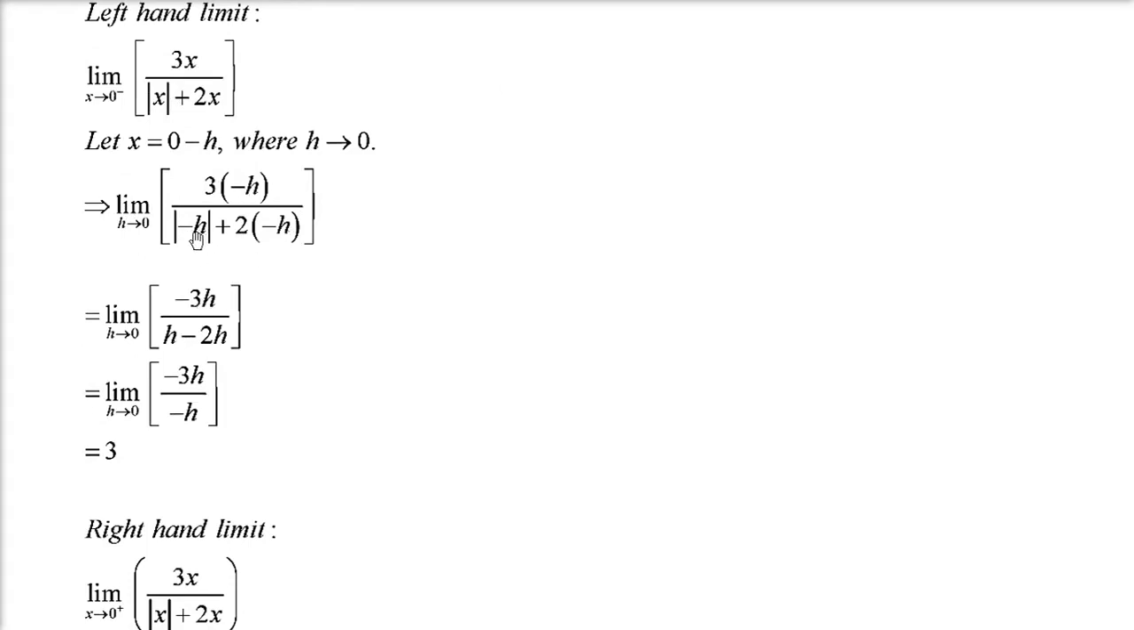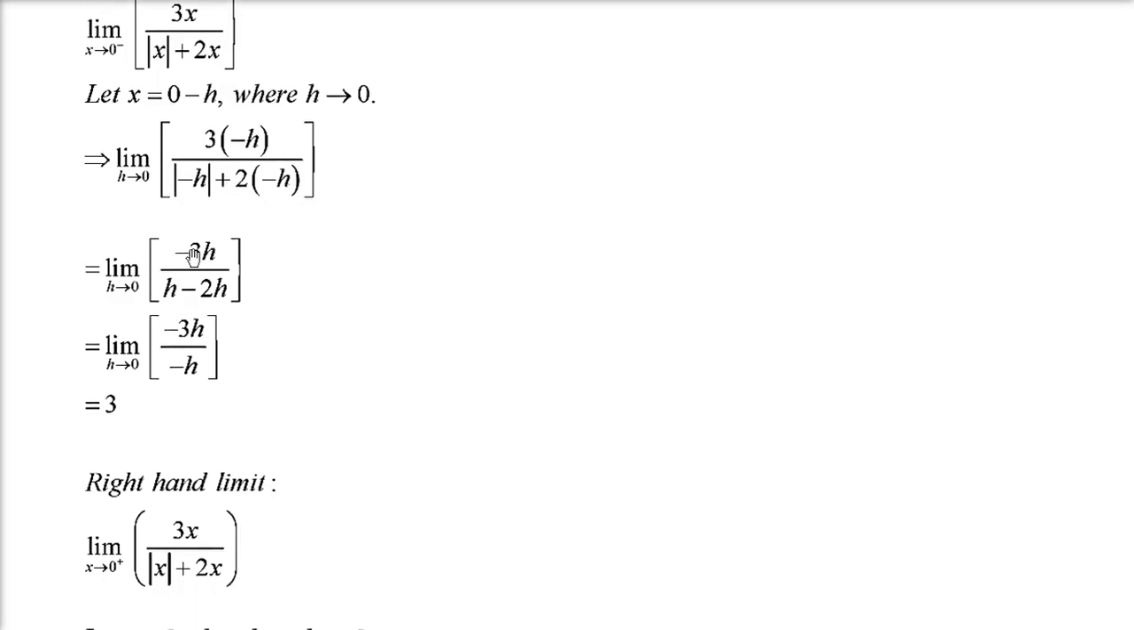Mod minus h, in the mod only positive will come out. So you have h, of course you have minus 2h. So minus 3h by minus h, that is going to be 3. When you remove this h, you don't have to worry about limit h tends to 0, you don't write it.